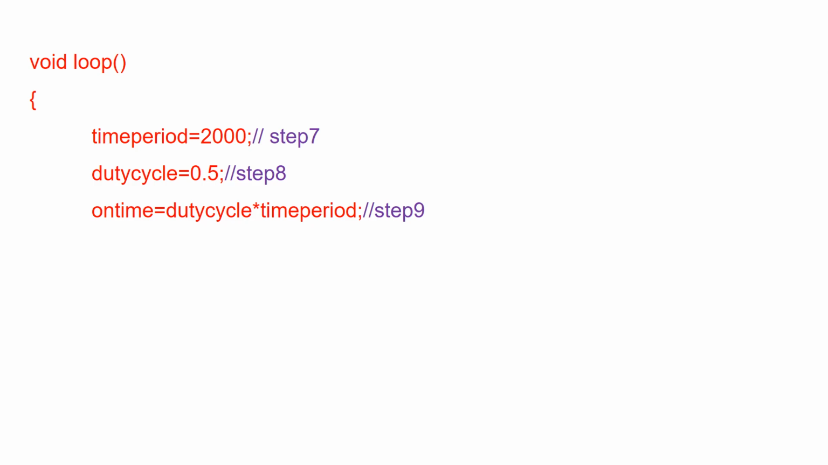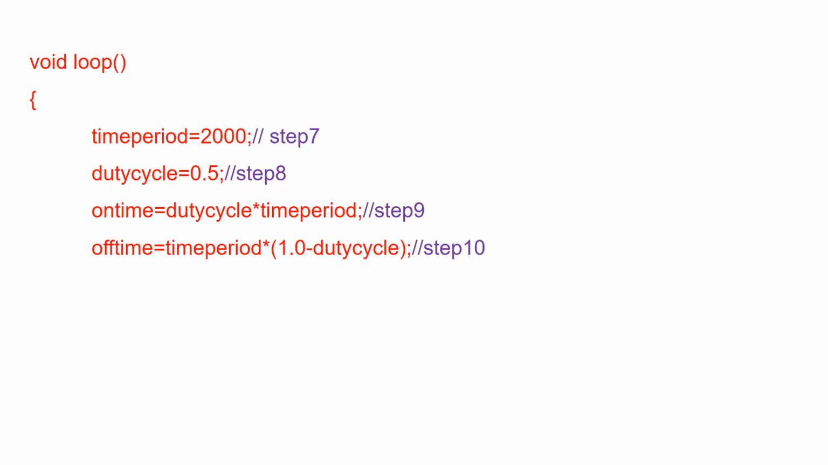Here, by multiplying duty cycle with time period, the resulting value is assigned to on time. This corresponds to step 9 as mentioned earlier. Here we are capable of showing that my microcontroller can make complex computations.